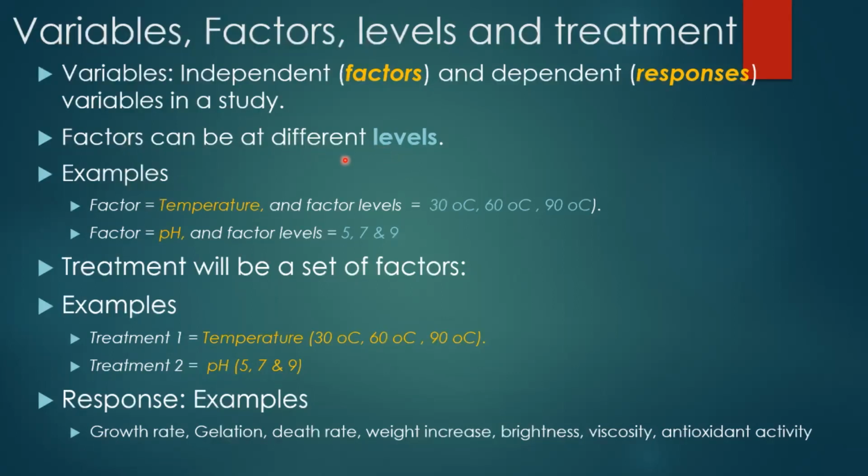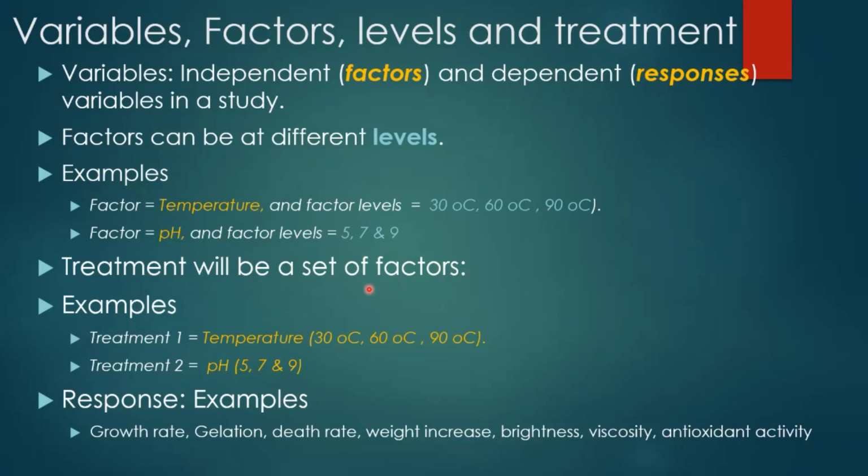Then the factors can have different levels. An example of a factor will be temperature, which is an independent variable. Sometimes we call them independent variables, yes. Then we have the levels. Temperature can be 30, 60, 90. So temperature is a factor and pH is another factor. In this case, we say it has 2 independent variables, so we call them factors here. Then they have levels, you see.